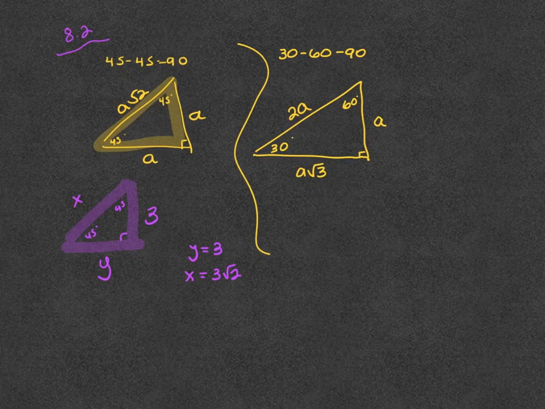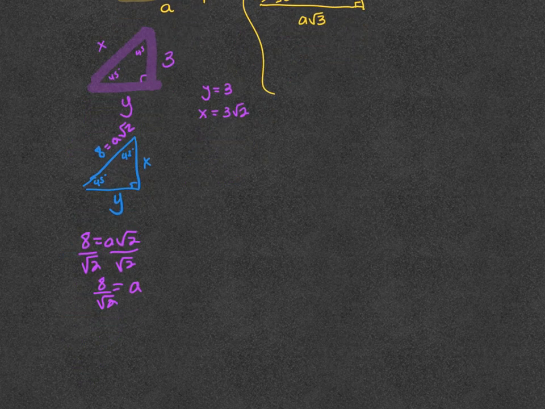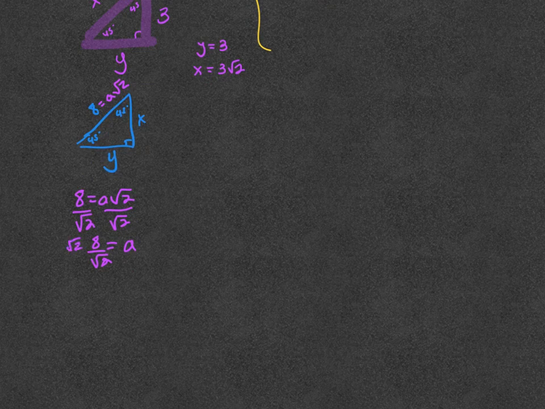And then you had ones that you had to switch. You had to solve for the A. So 45, 45. Let's say this is 8, X, Y. Now the side given is the A root 2. So I would say 8 equals A root 2. Divide both sides by root 2. And A equals 8 over root 2. Can I leave it like that? No. What do we do? Times root 2 top and bottom. Good. 8 root 2 over 2, which is 4 root 2. And then that's going to be both of these sides.